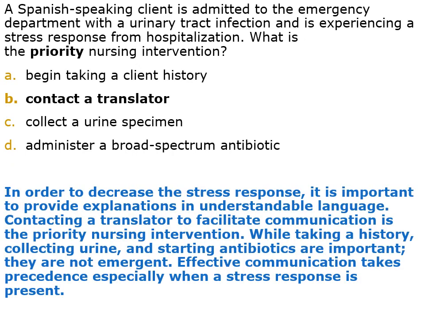Contact a translator. In order to decrease the patient's stress, we have to provide explanations that the patient can understand in a language they can understand. So we must contact a translator to help facilitate communication. This is our priority nursing intervention.